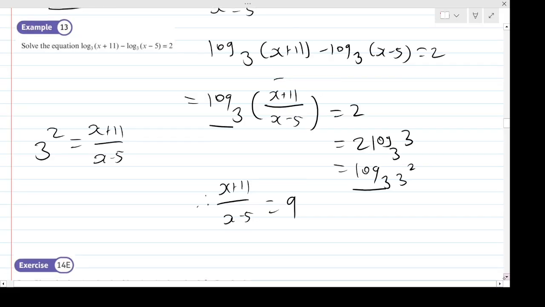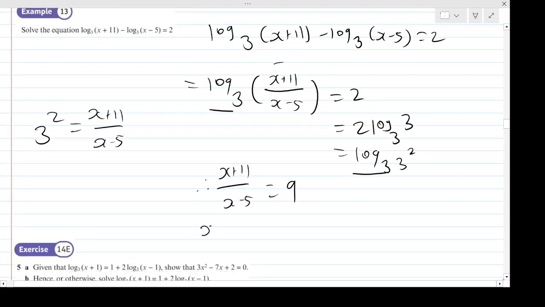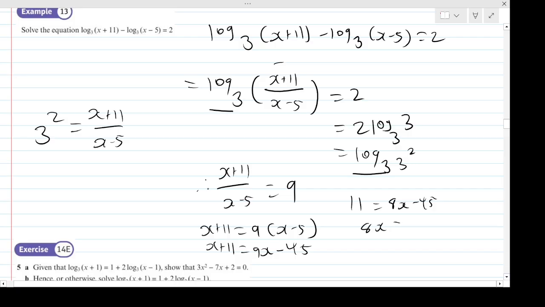And so if I just cross multiply, x plus 11 is going to be 9 lots of x minus 5. So x plus 11 is 9x minus 45. If I take away x on both sides, I get 11 equals 8x minus 45. So 8x, if I add 45, is going to be 56. So x is going to be 56 divided by 8, which is 7. And so there we are. That is my solution to that equation.